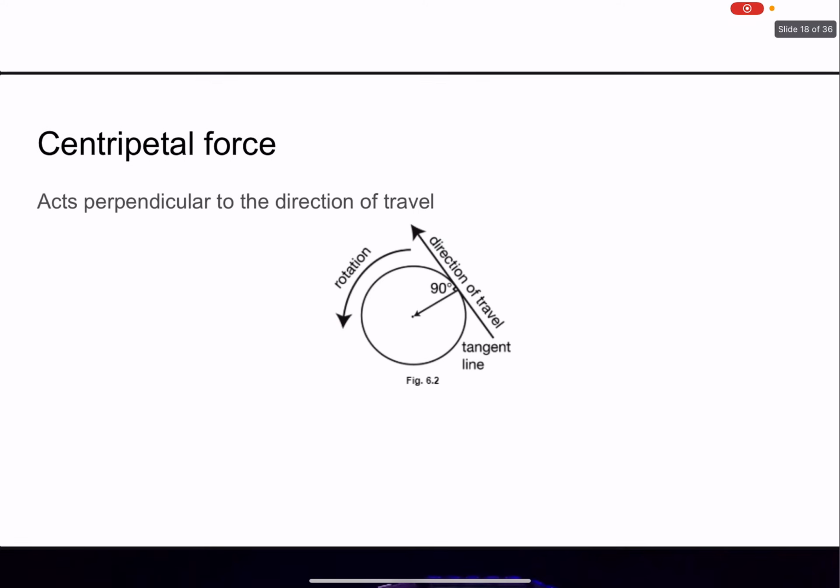The centripetal force acts perpendicular to the direction of travel. Remember, you have that tangential movement, that inertia going along the tangent line. But then you have a center-seeking pull, which acts in a perpendicular direction to that travel.